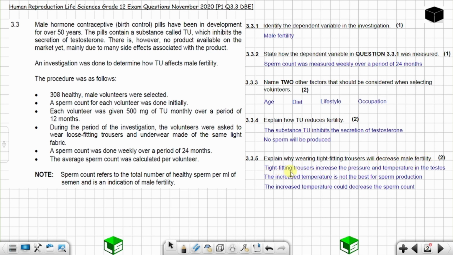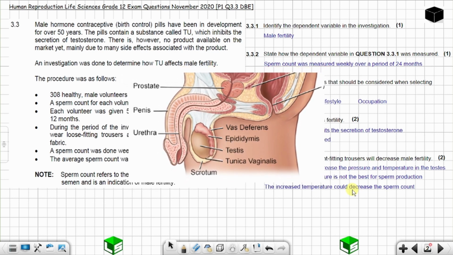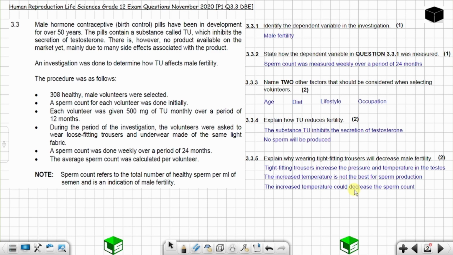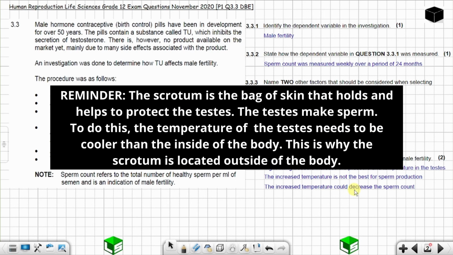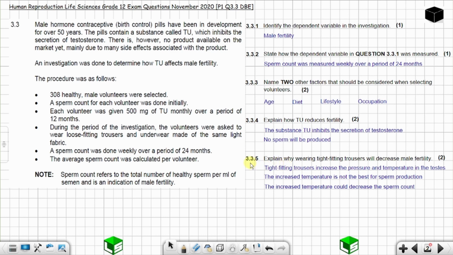Okay, so tight fitting, they create pressure and temperature in the testes. Now you are going to have an increased temperature, which is not the best for sperm production. Okay, the increased temperature could decrease the sperm count. Okay, so you know you have the testes hanging outside the body. There is a reason for that. It is in order to achieve the best temperature for sperm production. Okay, this is how you can answer this question, 3.3.5.